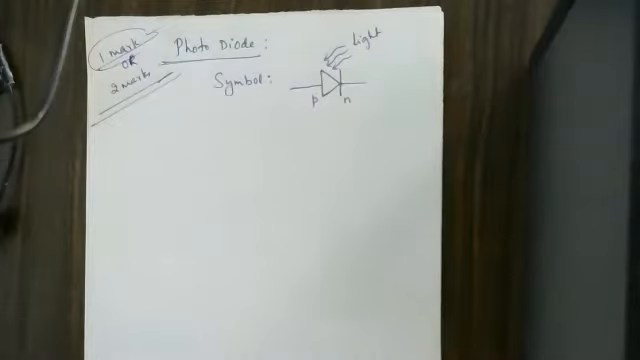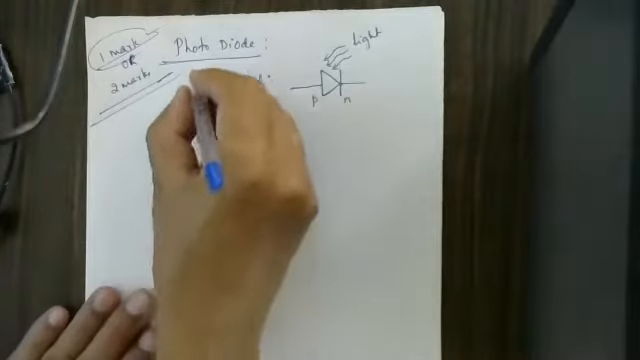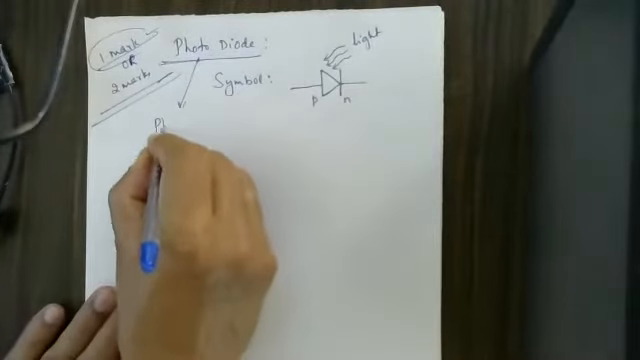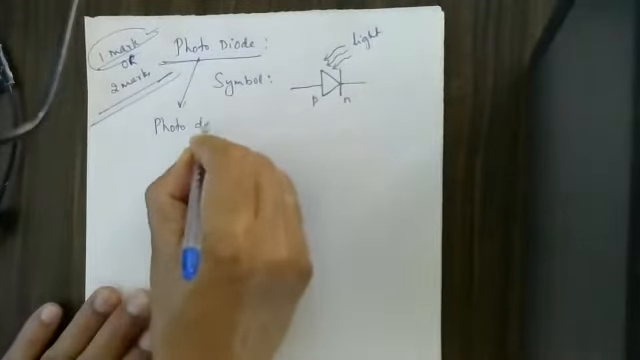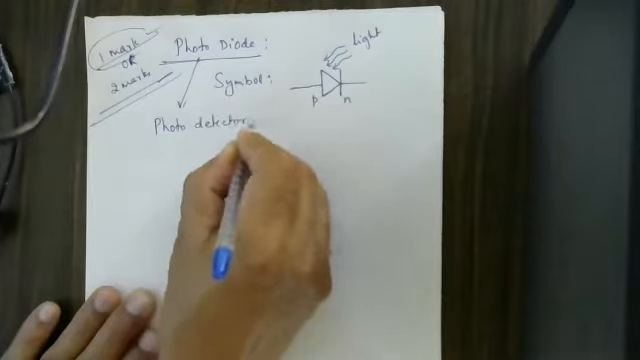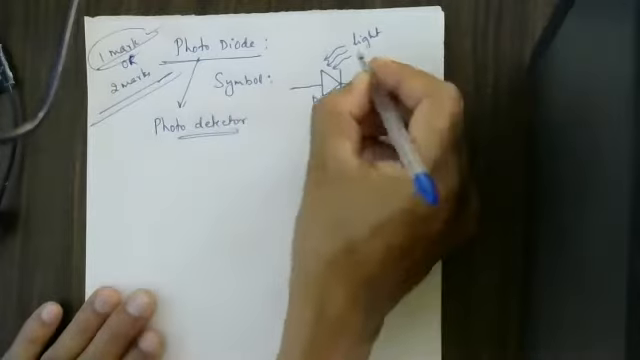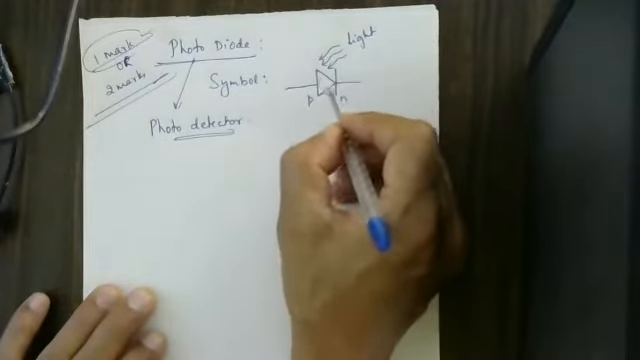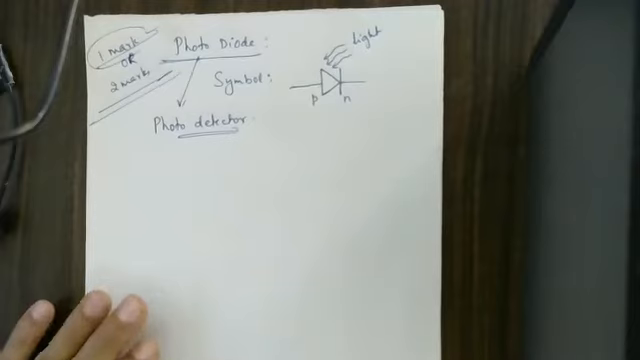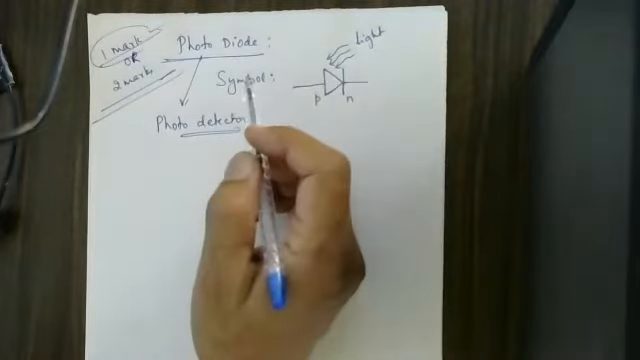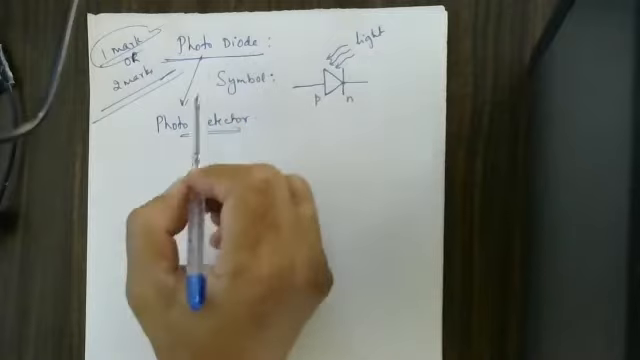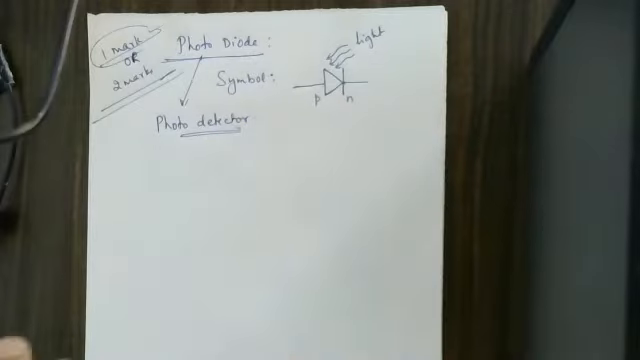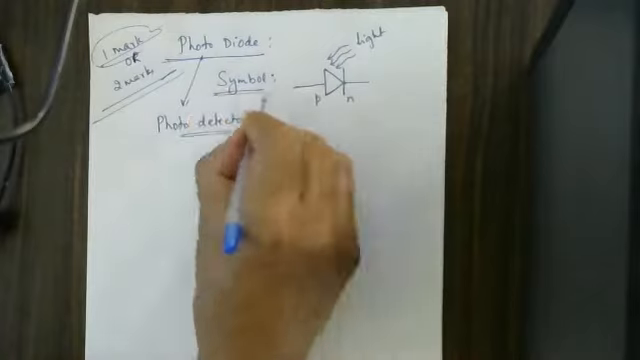This is also called a photodetector. A photodetector can detect the light energy, because only when the light energy is incident will it start to work. This carries 1 mark. Write the circuit symbol for photodiode. This carries 1 mark.